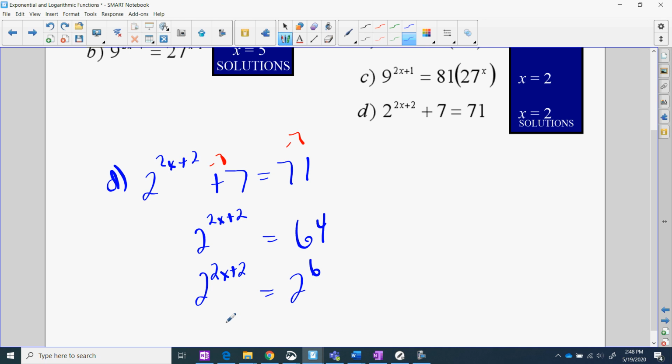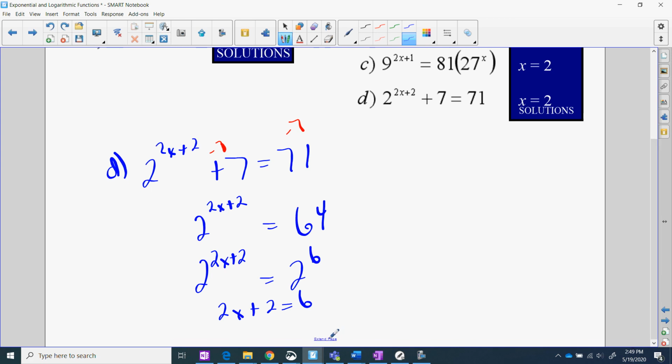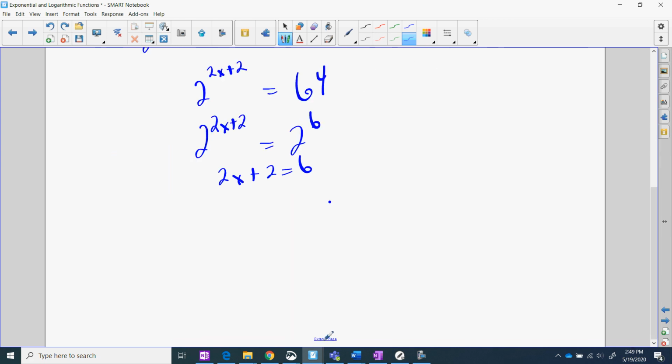These exponents have to equal each other. 2x plus 2 would have to be 6. Keep solving. 2x would have to be 4, take away 2 from both sides. Divide by 2. Divide by 2. X would have to be 2. There's your final answer.